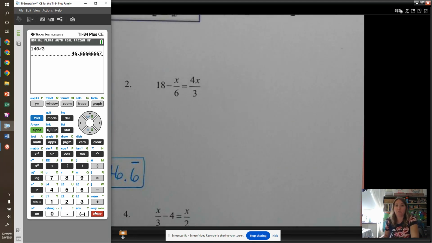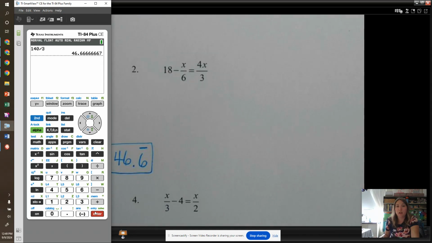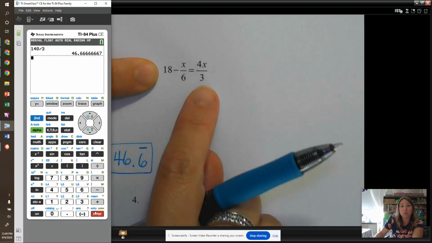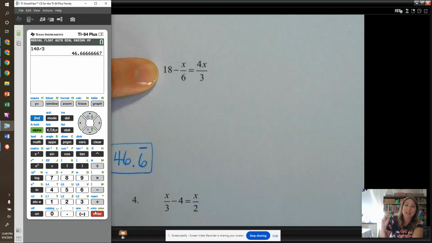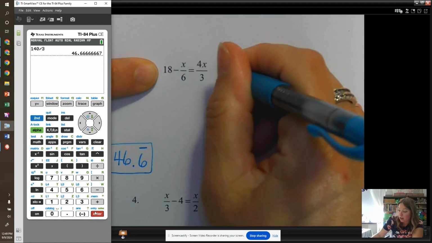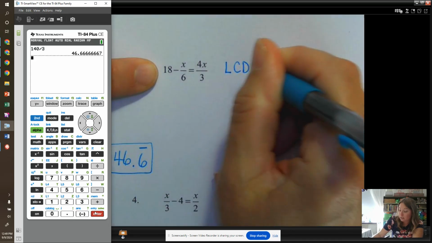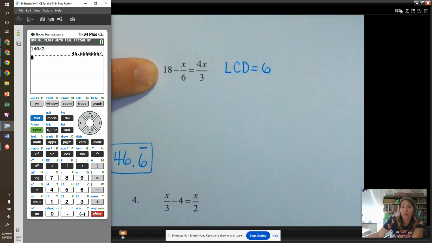In example 2, 18 minus x over 6 equals 4x over 3. Now, 18 doesn't have a denominator, so we're only thinking about 6 and 3 as denominators. Can 3 multiply to become 6? Yes, it is my LCD then. 6 is my LCD because both things can multiply to become 6.